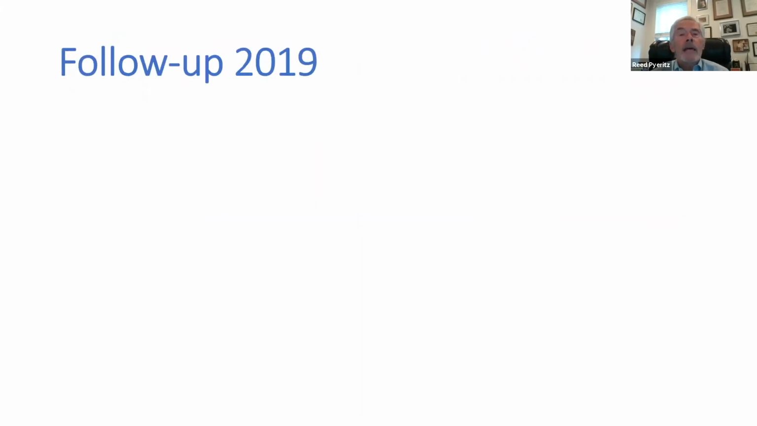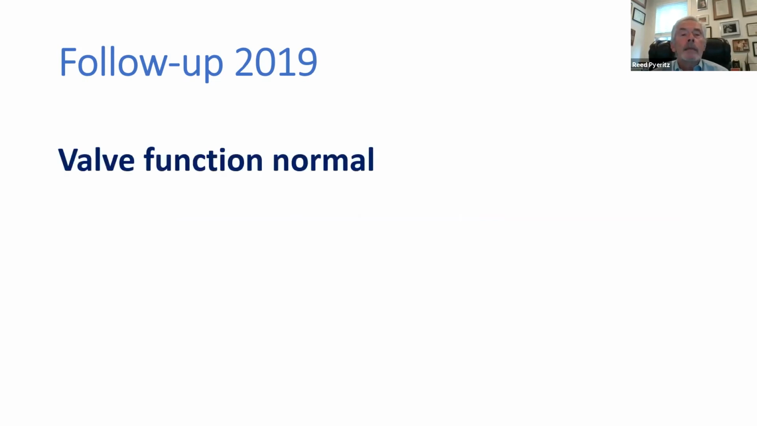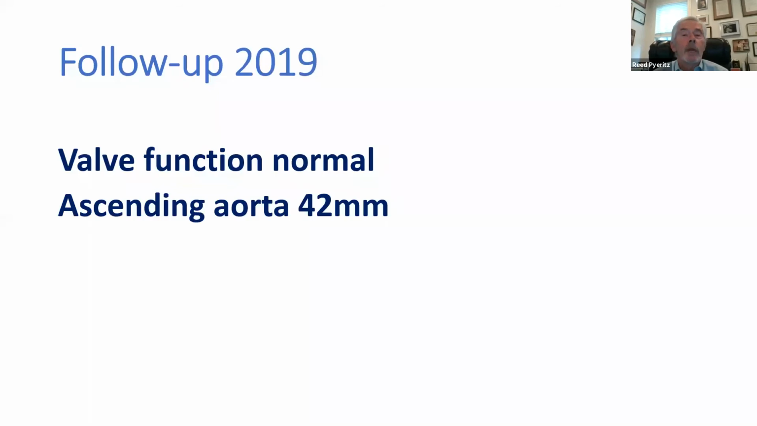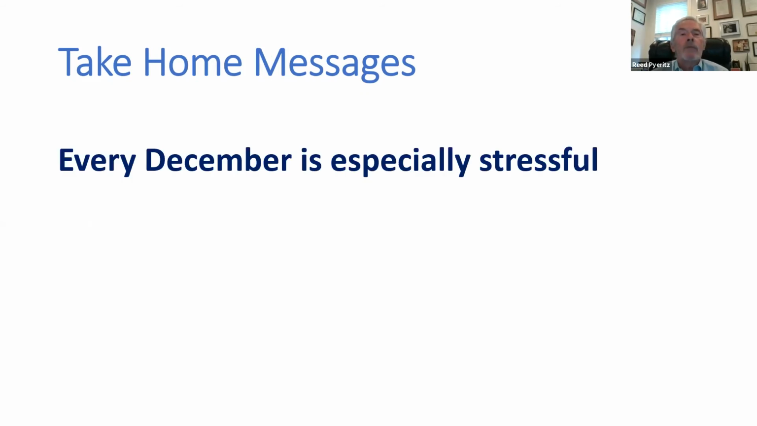So my last follow-up was last year, about 9 months ago. At that time, this artificial valve was functioning perfectly normally. The ascending aorta had enlarged slightly to 42 millimeters, and that was mildly disturbing, but it's going to be something we follow every December. So as I get closer to December of this year, I get a little more stressed just wondering what the echocardiogram is going to show.